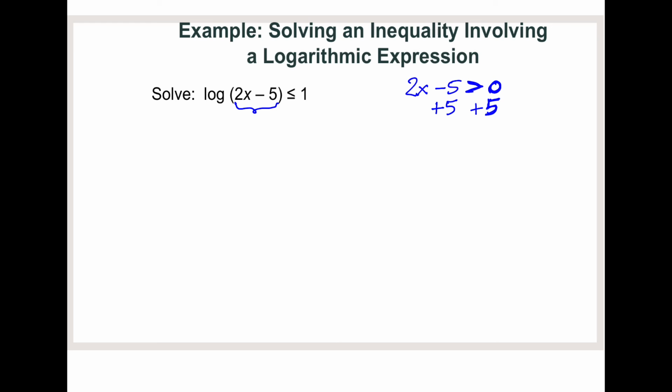So I'm going to find the domain, adding 5 to both sides, divide by 2. So we know that x has to be greater than 5/2. So we're starting off with that knowledge because we want to find the solution set of this. This is part of that. This is knowing that I can't have any numbers that are less than 5/2 or 2.5. They have to be greater than 5/2 or 2.5.